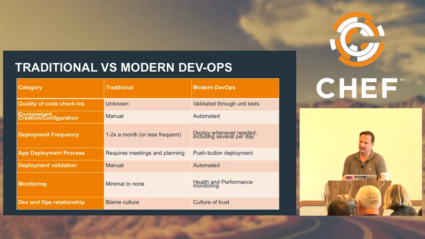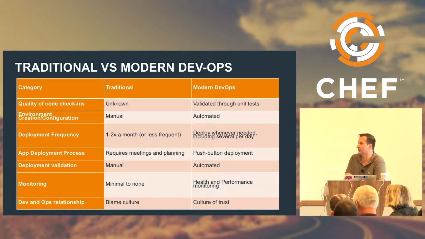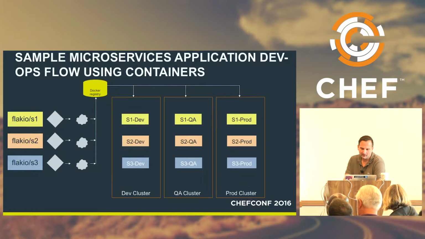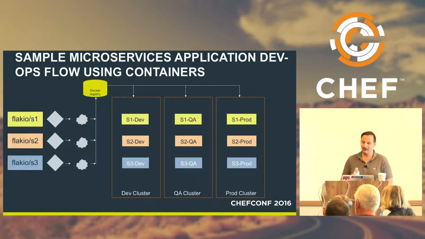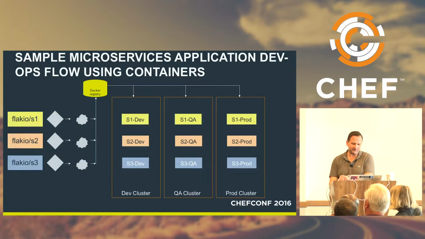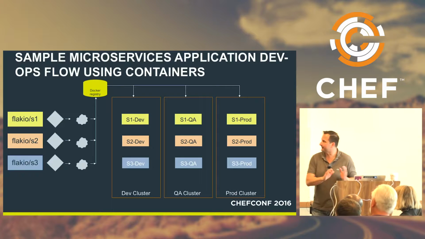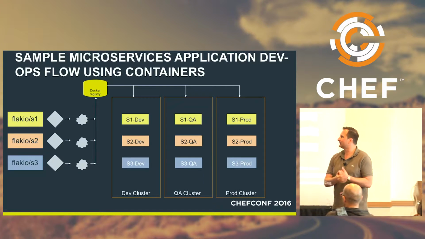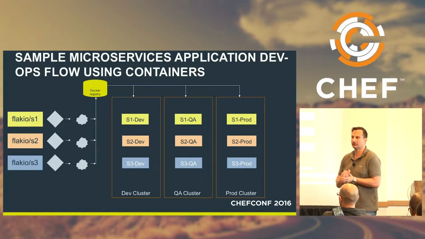And Dev and Ops relationship is really a culture of trust here. So it's no blame culture. It's like, okay, I need to trust my developers to ship a new version. So that's the major differences here. Here's a sample microservices application DevOps flow using containers. And if we look at the slide, we actually have 3 services here, service 1, service 2, and service 3, right?